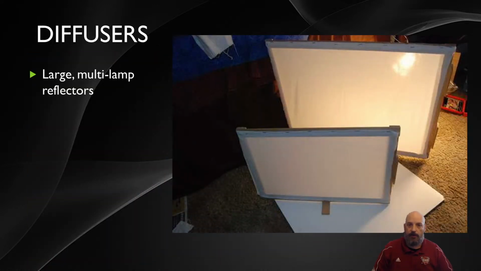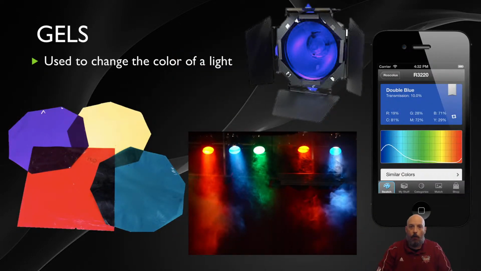So one of the things that we can also use is what's known as a diffuser. A diffuser works just like a scrim, but on a much larger scale. Scrims tend to be smaller sizes that go in front of a smaller light. Diffusers are much bigger. We also have the ability to change the color of lights.